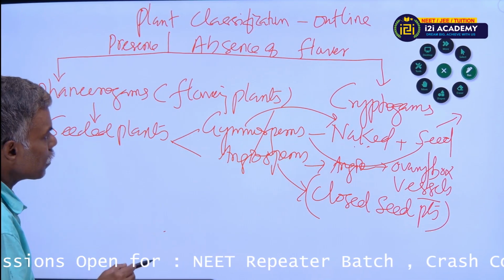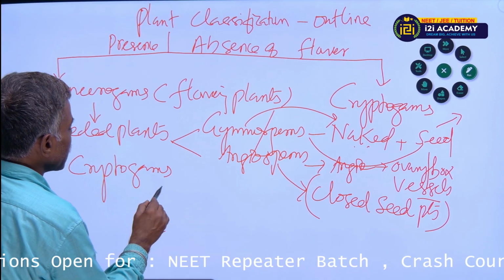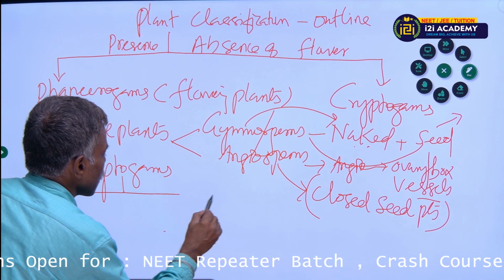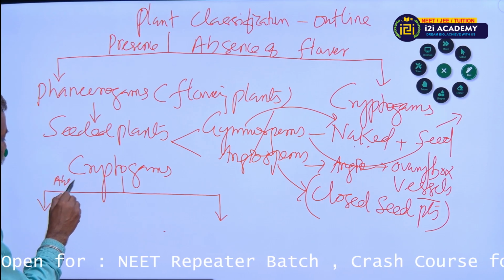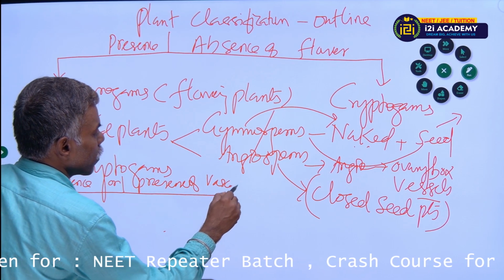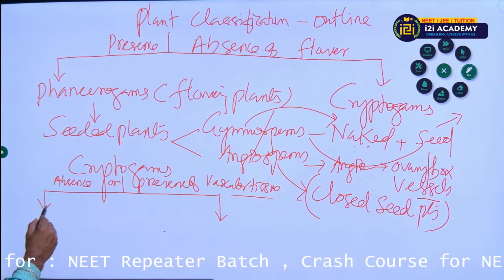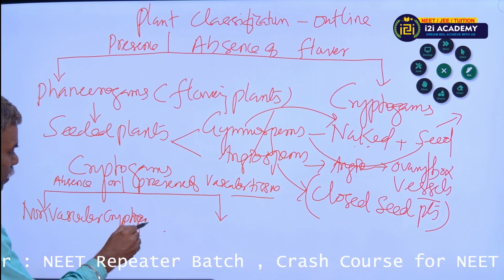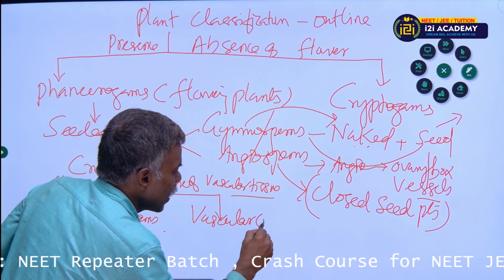Next, cryptogams. Cryptogams means non-flowering plants. They can be divided into two types based on absence or presence of vascular tissue. Vascular tissue absent ஆனா அதுக்கு பேர் non-vascular cryptogams. So here vascular tissues are absent. Another one is vascular cryptogams.